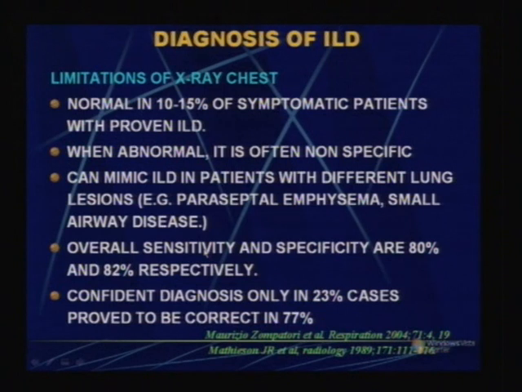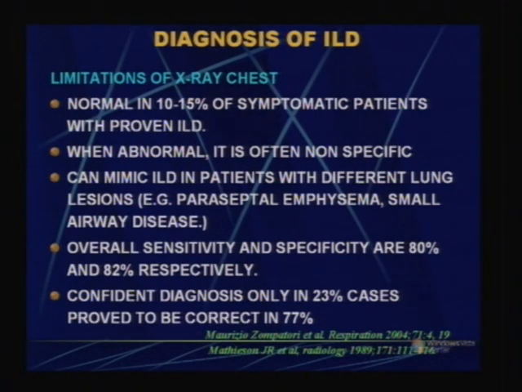So we have now different patterns of radiological presentations in interstitial lung disease. Each depicts a typical type of underlying histopathology. Now we have two types of imaging modalities. One is the X-ray chest and the other is the CT scan.